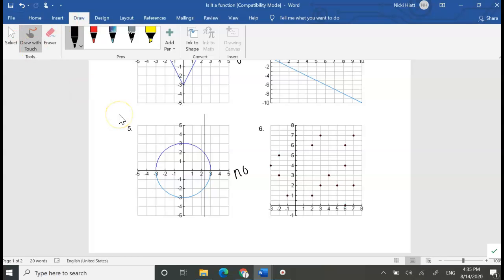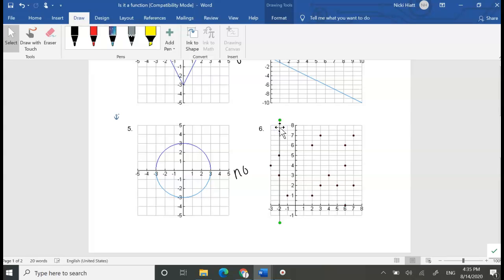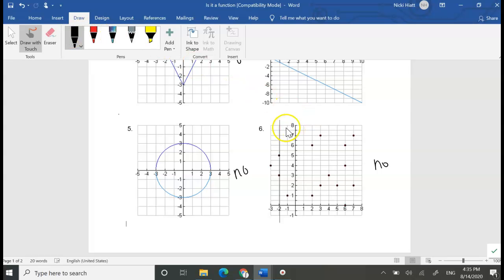Number 6 is a little difficult to see, but let's take our line. We'll definitely need our line for number 6. Okay, here we can see only 1 point, but right here, right there, we've got 2 points. That only has to happen one time, and it's not a function, so this one would be a no as well for number 6.